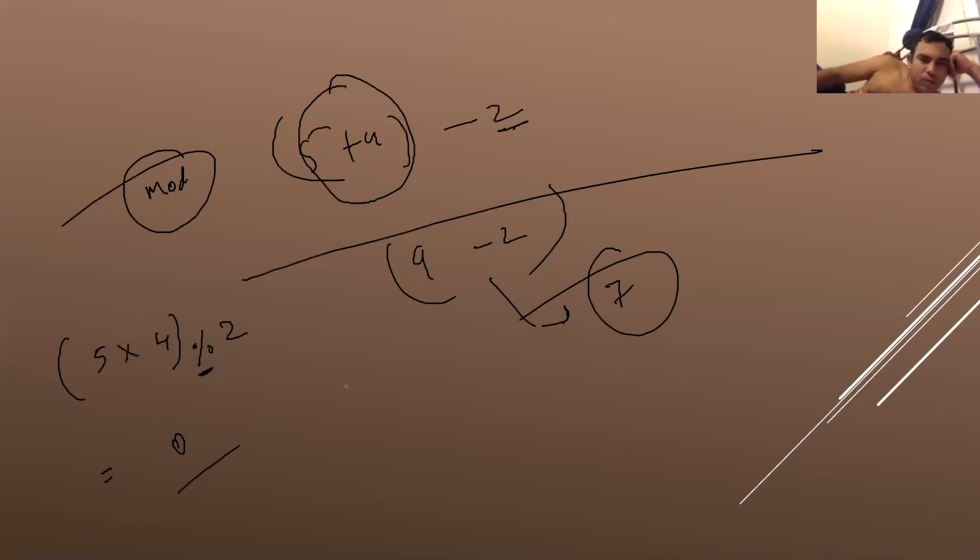If we multiply 5 by 4, it is 20. And then modulus 2. So the remainder is 0. That's why the result will be 0. What if I would have said 20 divided by 2? What will be the result? 10. Yeah.